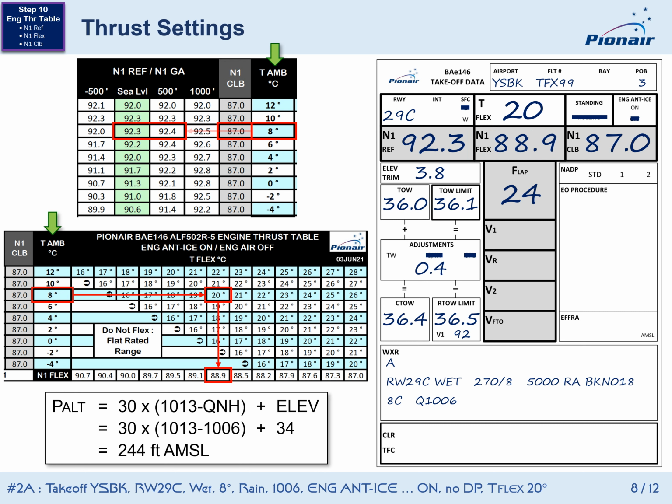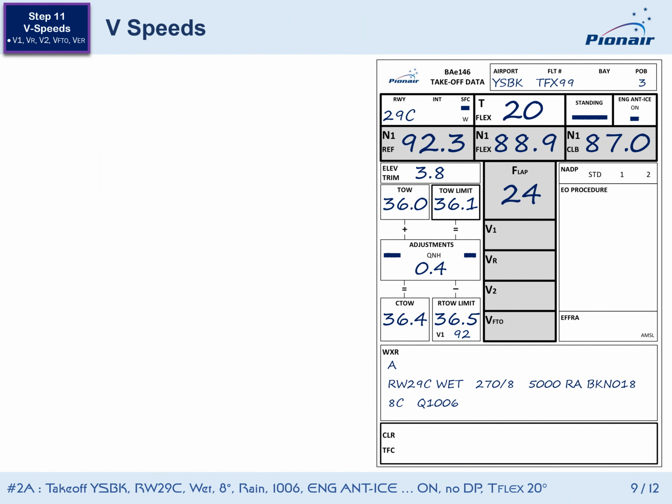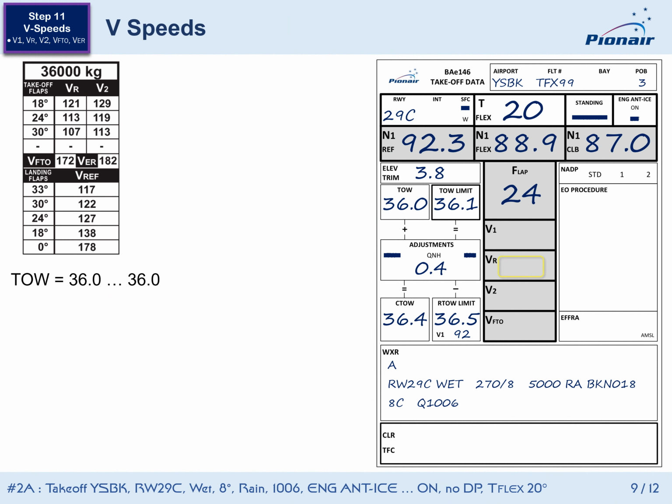So much for step 10. Let's move on to the V-speeds in step 11. For step 11, our V-speeds come mostly from the speed cards with a couple of caveats. First, we'll round up the takeoff weight to, well, actually, it's 36 tons. So let's grab the 36-ton card.